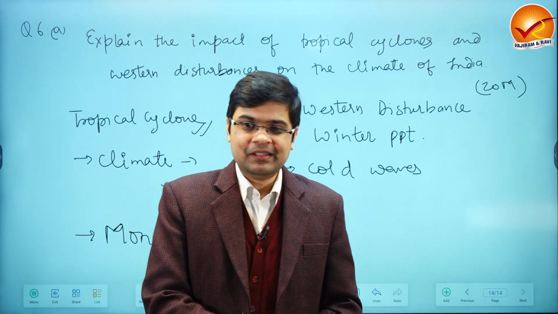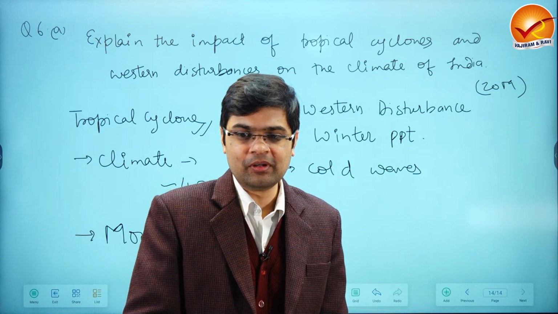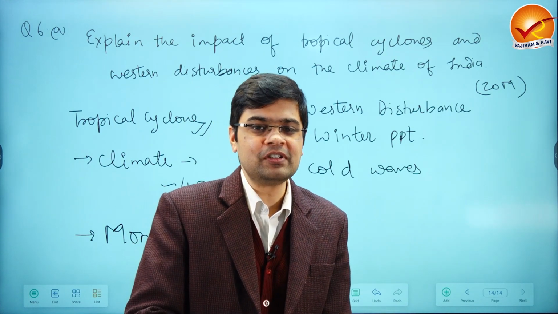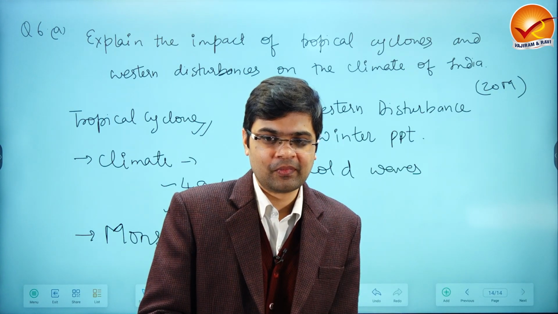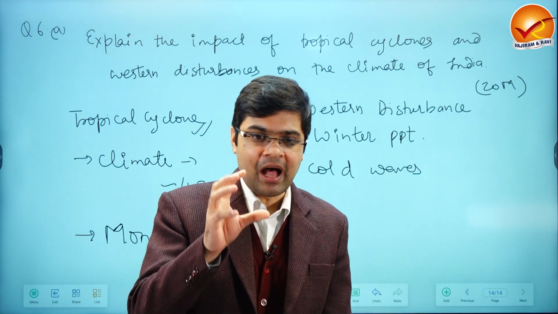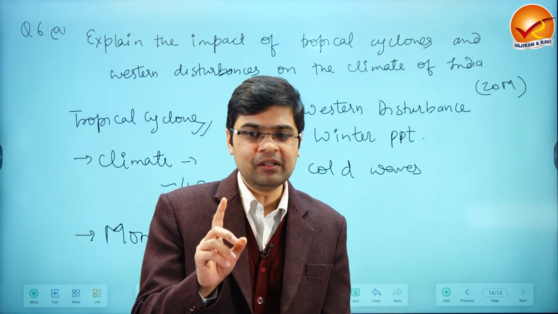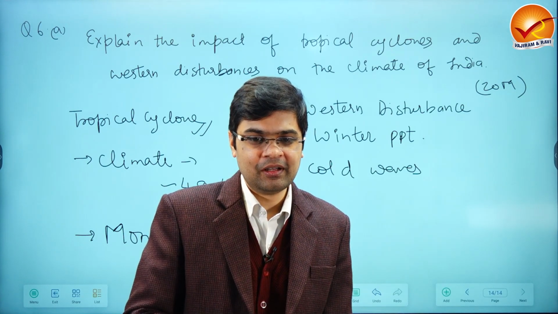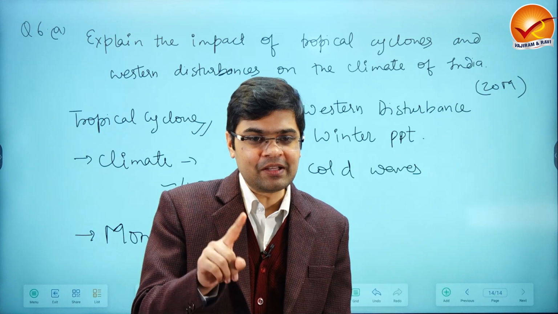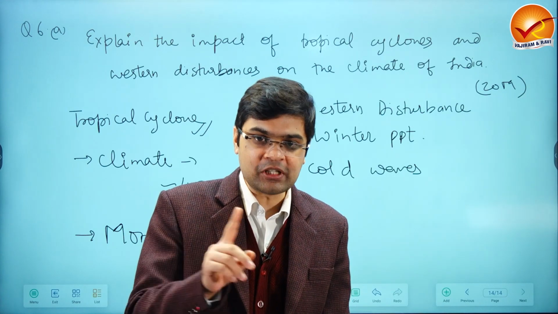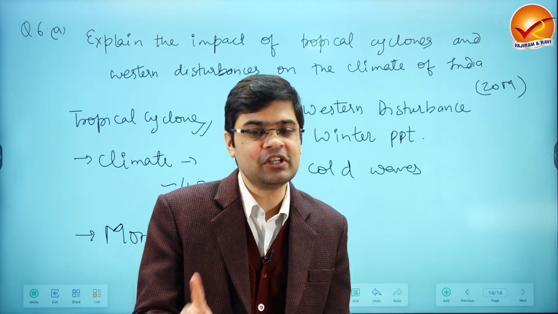You have not revised. Western disturbances are not jet streams. Kanishka, Alok, these are not HCWJ. What is this western disturbance? These are low pressure systems, which are remnants of the temperate cyclones. Their movement towards India is influenced by the STWJ. And they are known as western disturbances because they change the path of the subtropical westerly jet.